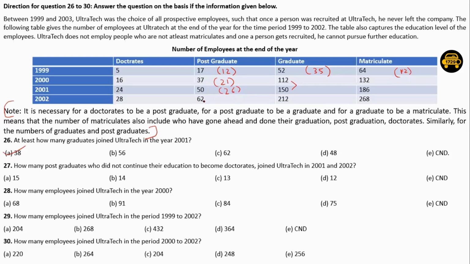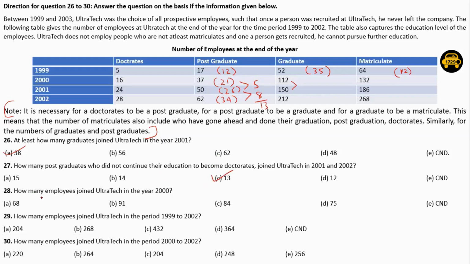right? And in this case, 62 postgraduates, out of which 28 were doctorates. So only postgraduates are 34, right? Now we have to calculate the number of people who were only postgraduates who joined in 2001 and 2002. So we can see in 2001 the difference is coming out to be 5, and in 2002 this particular difference is coming out to be 8. So the total number of people who were just postgraduates and joined in this period were 13. So the answer to this question will be 13.